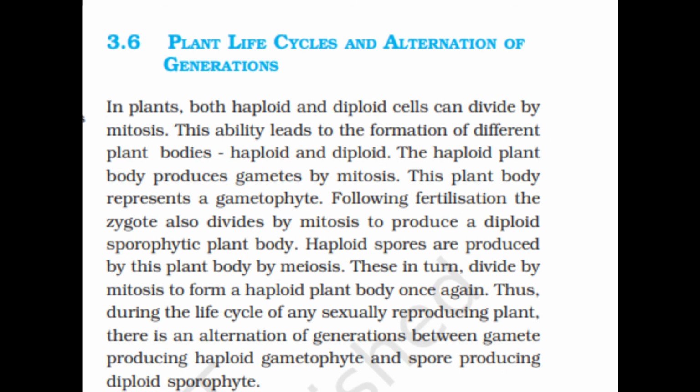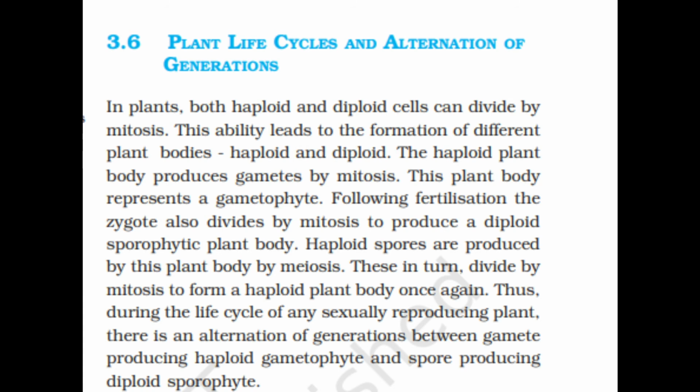Plant life cycles and alternation of generations. In plants, both haploid and diploid cells can divide by mitosis. This ability leads to the formation of different plant bodies, haploid and diploid. The haploid plant body produces gametes by mitosis. This plant body represents a gametophyte. Following fertilization, the zygote also divides by mitosis to produce a diploid sporophytic plant body.